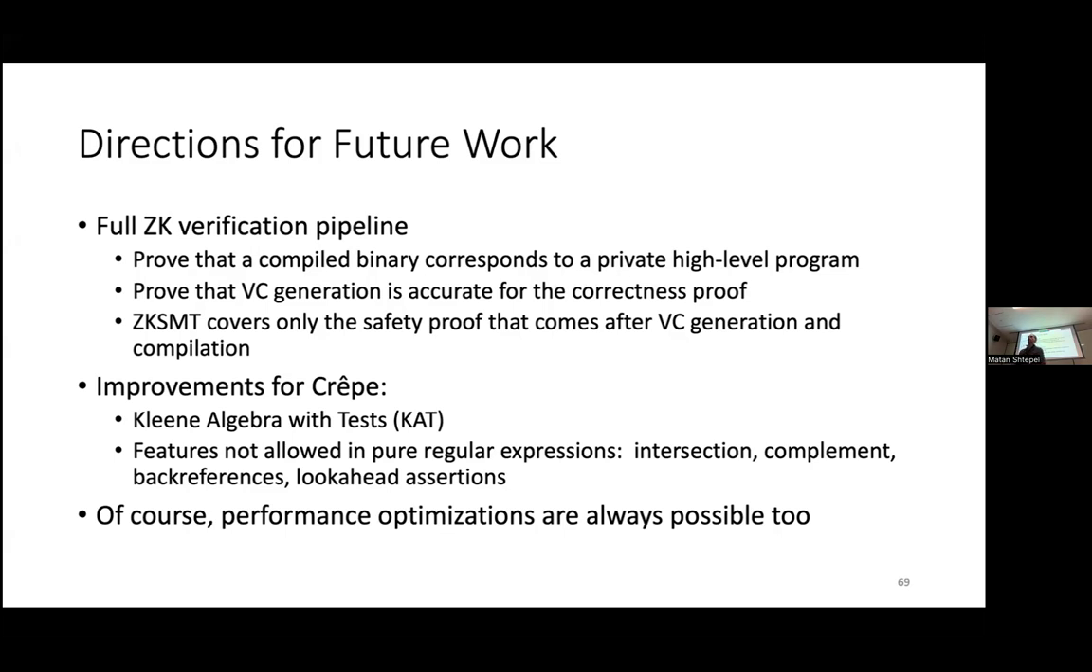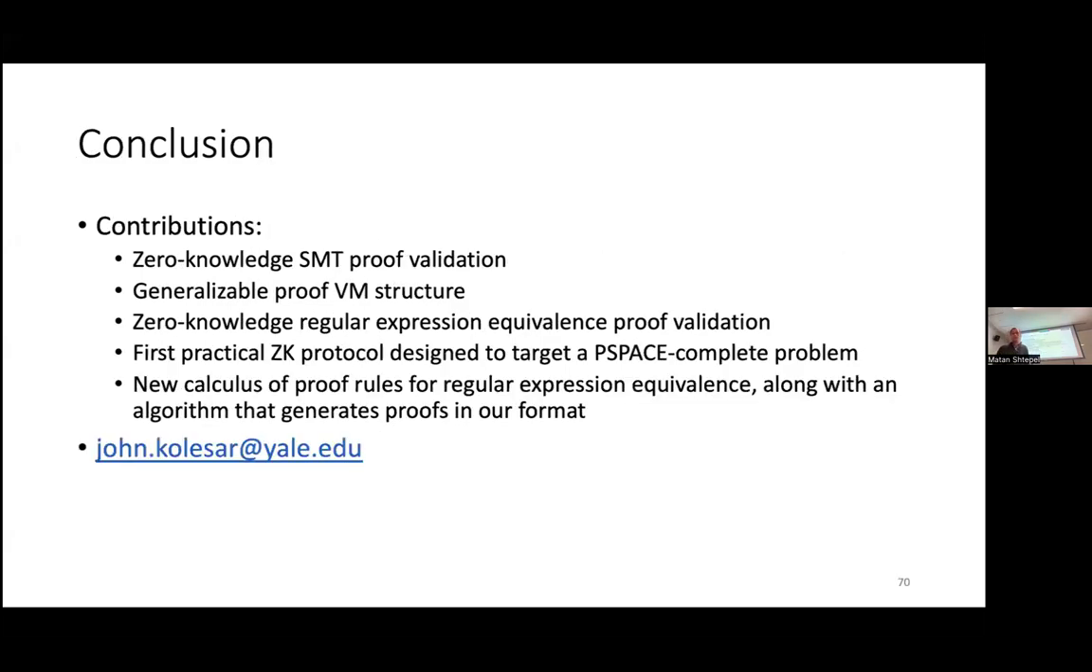To improve CRAPE, we could extend it to handle Kleene algebra with tests, which are a generalization of regular expressions, and also features that are not allowed in pure regular expressions, like intersections and complements, back references, and look-ahead assertions. Of course, performance optimizations for both tools are always possible as well.